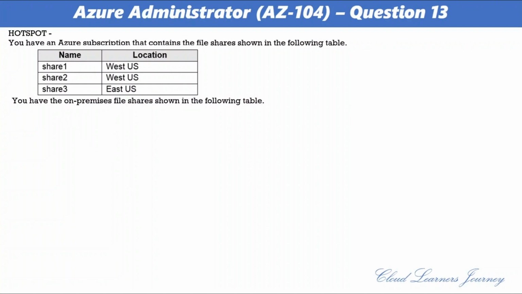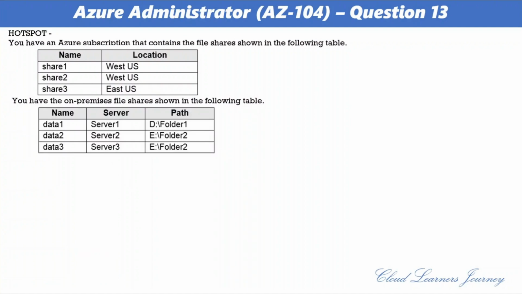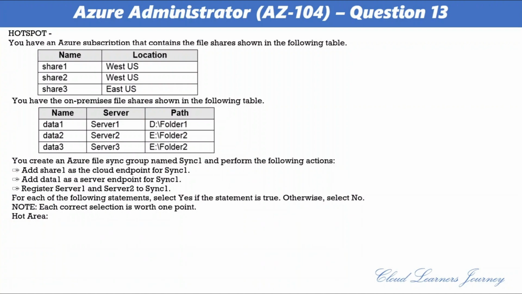You have the on-premises file shares shown in the following table. Columns: name, server, path. Data1 is on Server1 and the path is D:\folder1, Data2 is on Server2 and the path is E:\folder2, and Data3 is on Server3 and the path is E:\folder2. You create an Azure File Sync group named sync1 and perform the following actions.